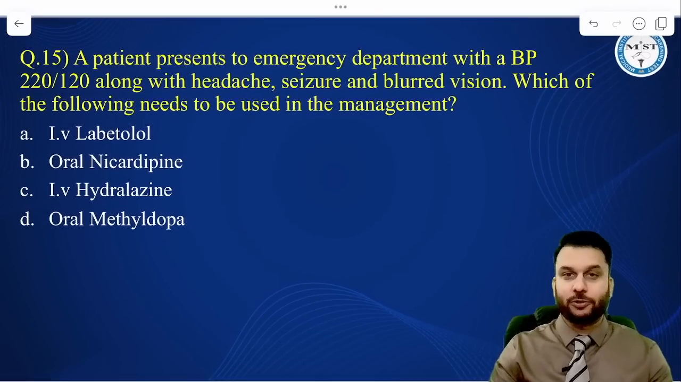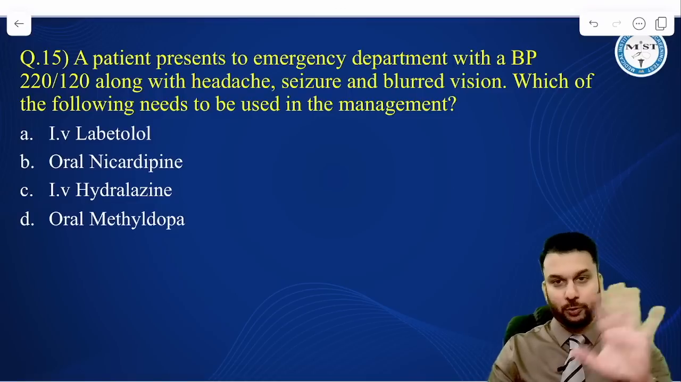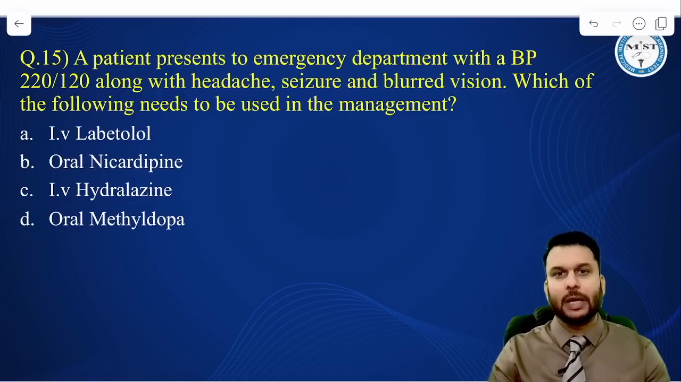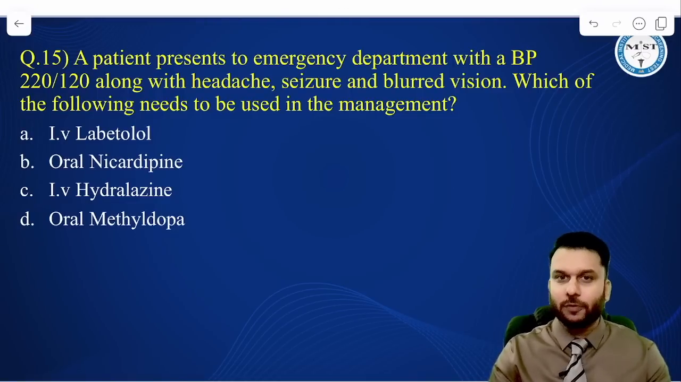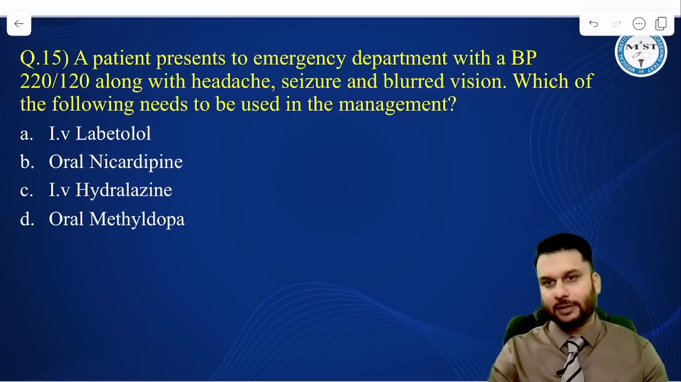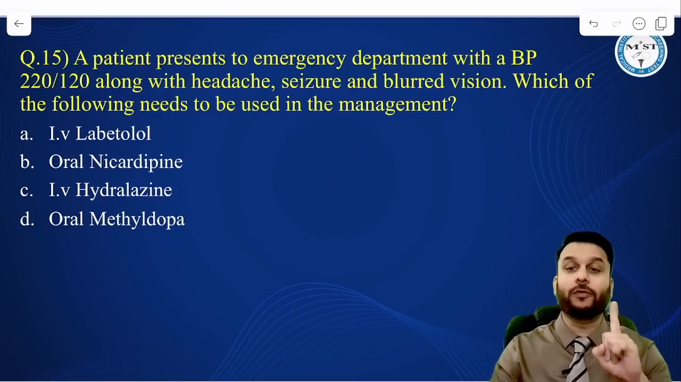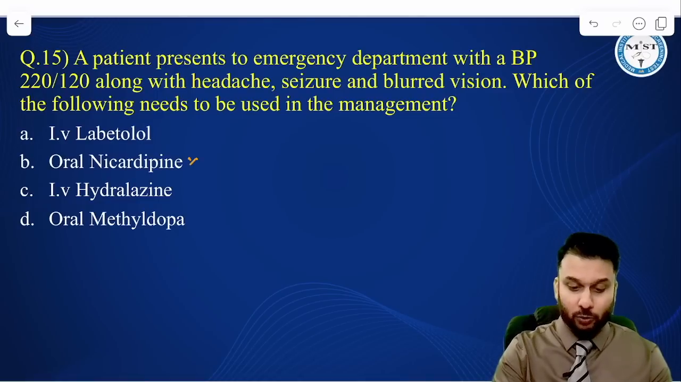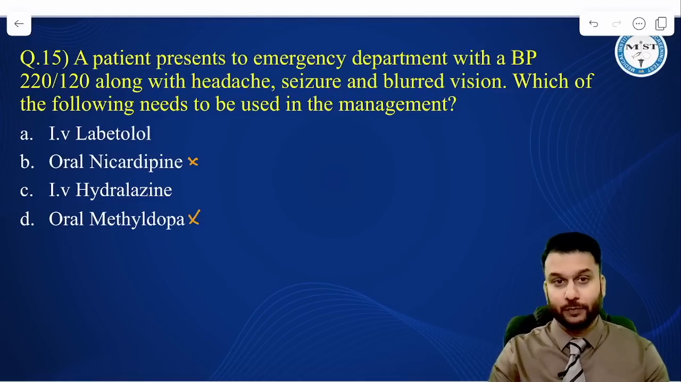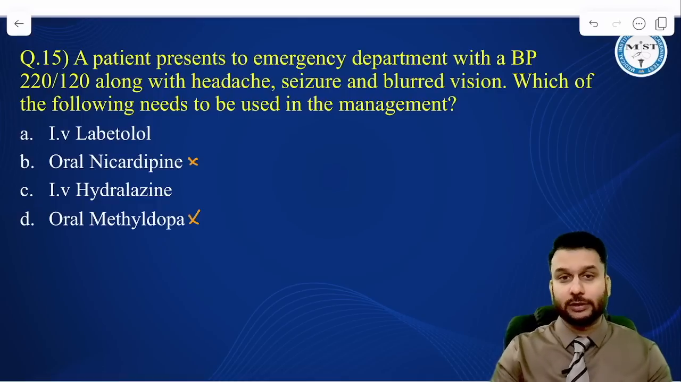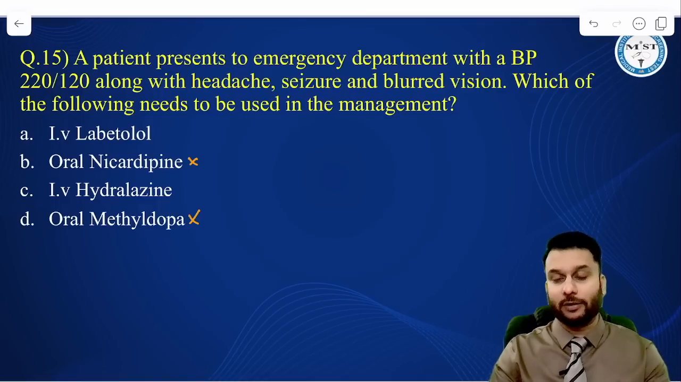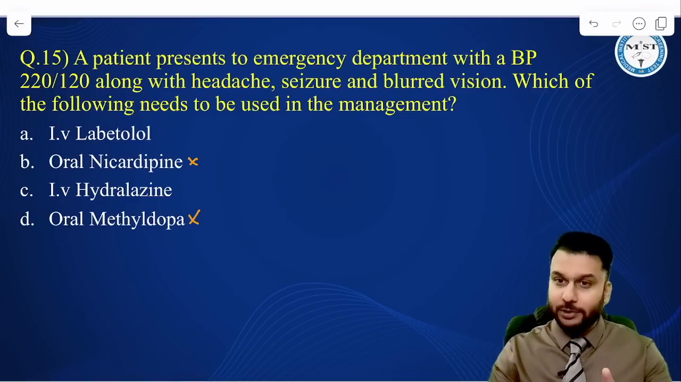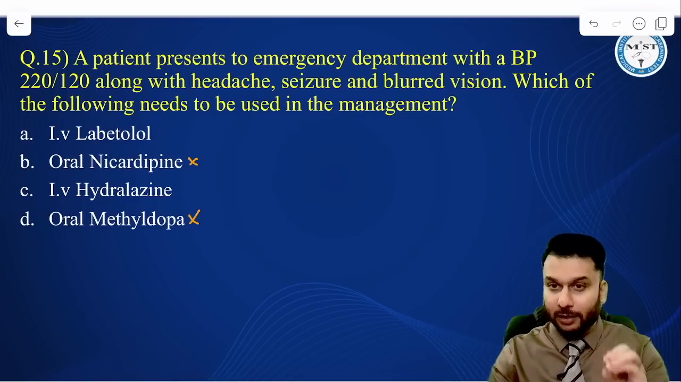Next, a patient presents to the emergency department with a blood pressure of so-and-so, very high blood pressure obviously, and there is even presence of headache, seizures and blurred vision. Which of the following needs to be used in the management? Doctor, first of all, you must analyze something. Whenever there is an emergency, you should always use IV drug. The moment I said IV drug needs to be used, I think two options will be ruled out already. Now the two drugs left are IV labetalol and IV hydralazine. Technically speaking, both of them are used in hypertensive emergency.